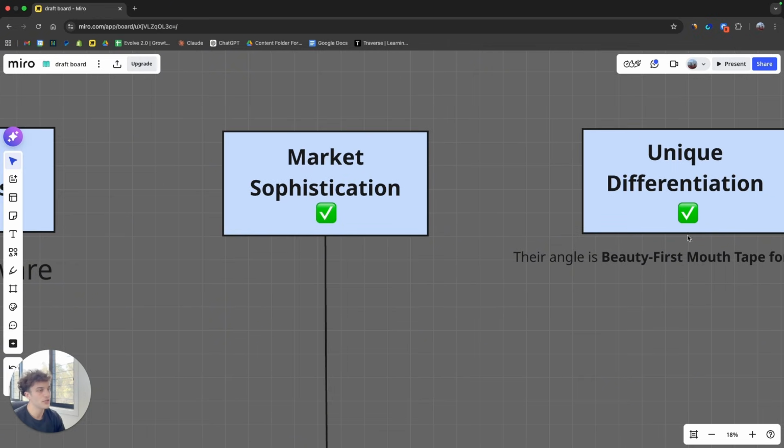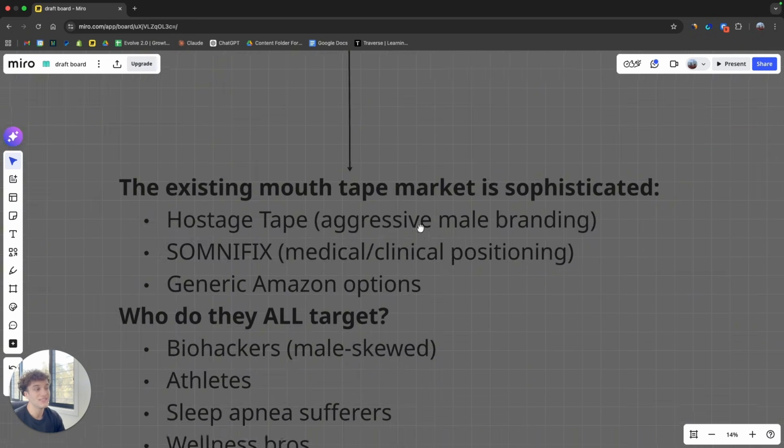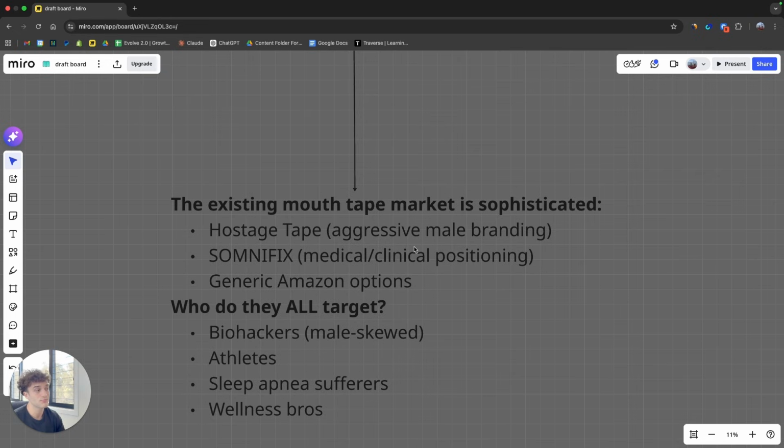Market sophistication and unique differentiation. This is when this product just clears. This is the strongest 2 categories that it's in, because if you see here, the existing mouth tape market is pretty fucking sophisticated. You've got some big A players in there, Hostage Tape, Somnic Bix, all of the generic Amazon options. But this is where, if you're able to be intuitive with your product research, and as you're researching, you find an avatar that is being underserved, and if you have the capital available, then you can build a product or find a product and give it specifically to them.